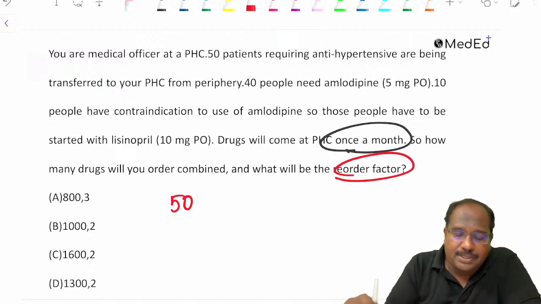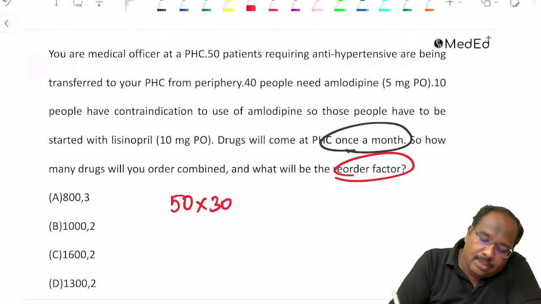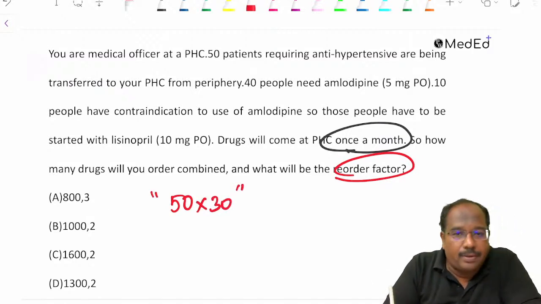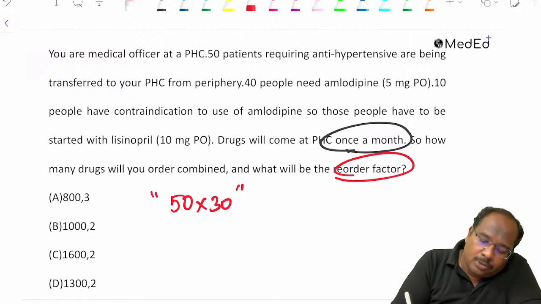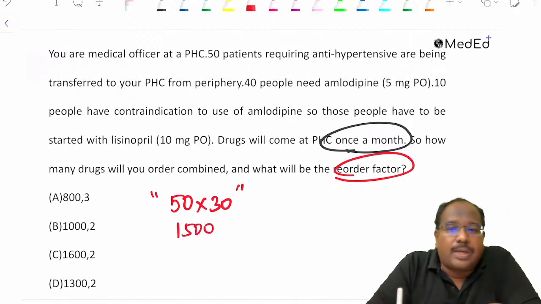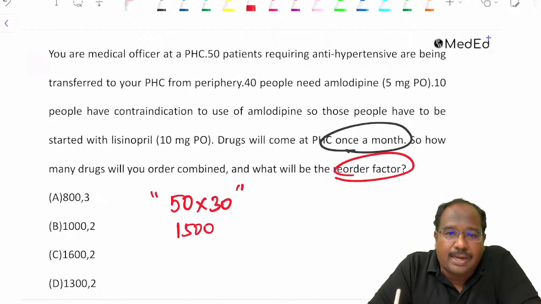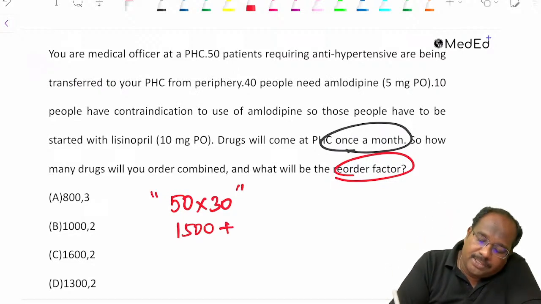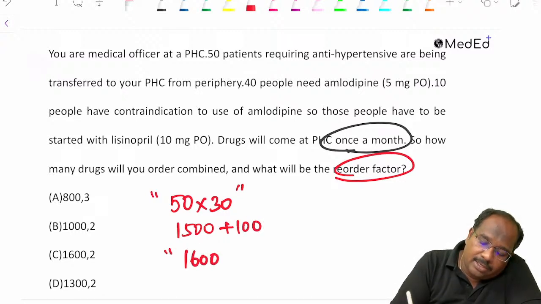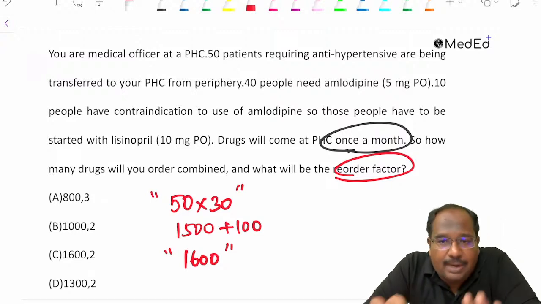So I have 50 patients, and I have to order for 30 days. So 1500. Sometimes we have 31 days, so for that we can add these additional 2 days: plus 50, plus 50, so 100. So this is 1600. 1600 tablets I have to order.